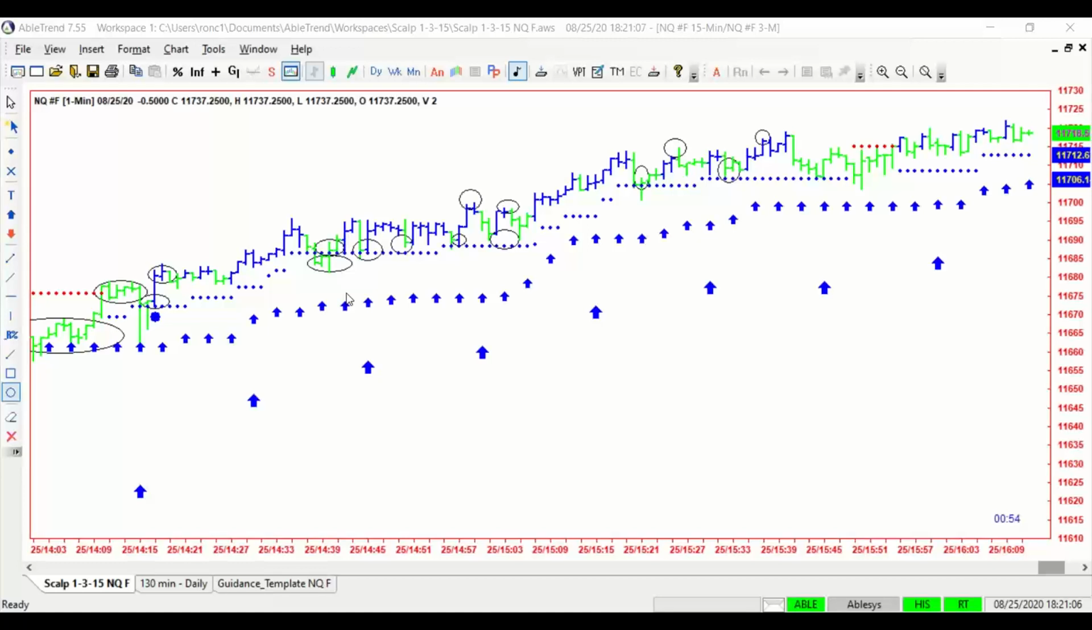Yeah, you can use the micros if you want on the scalping, but 5 points is not going to get you anything. So no, you'd want to use the normal lot, $20 a point.